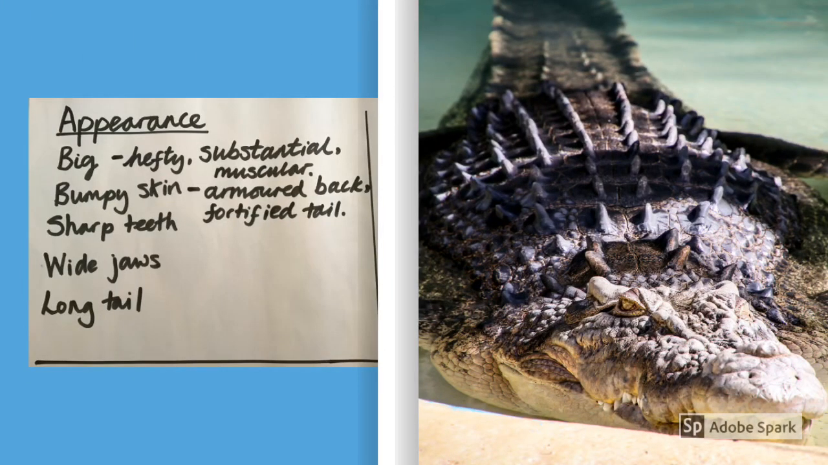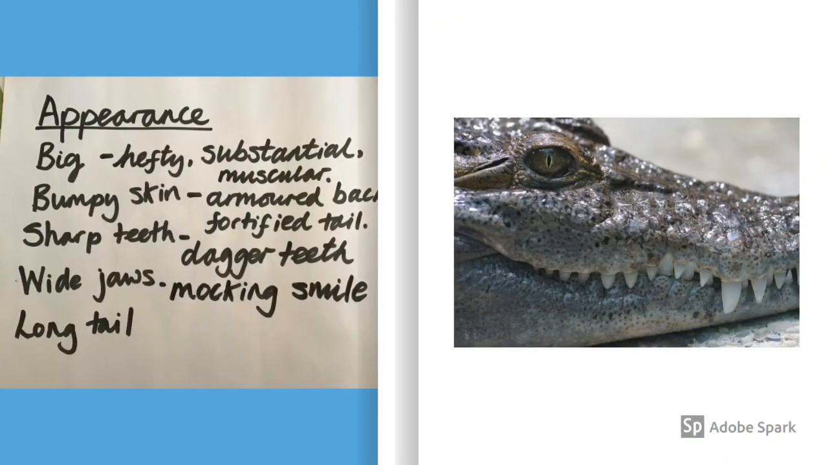Next I thought about the crocodile's skin. It's like it has armour to protect it, so I thought I could describe an armoured back or a fortified tail. Those sharp teeth are like daggers, and the wide jaws seem to be smiling, but it's not a friendly smile, more of a mocking smile.